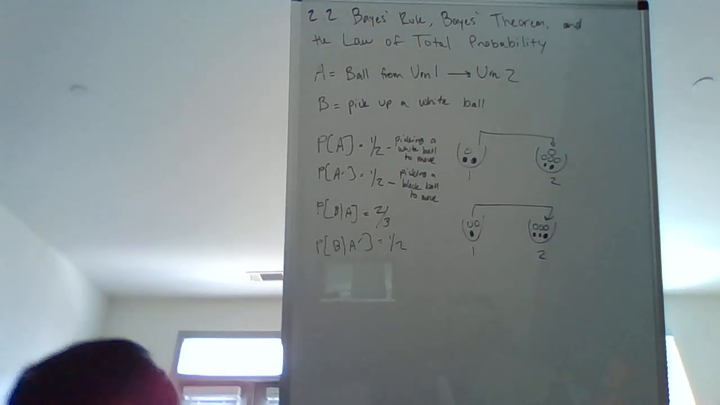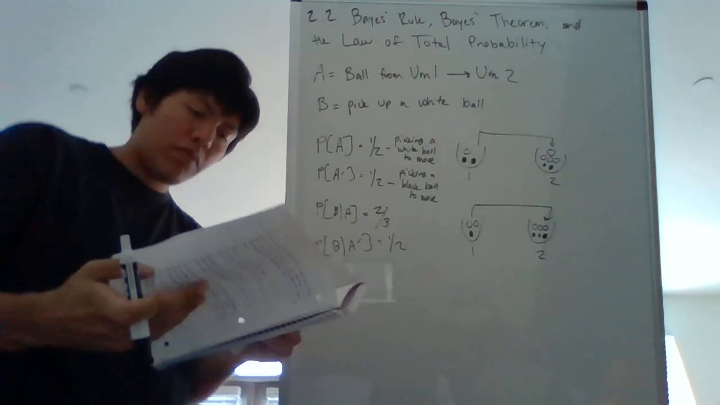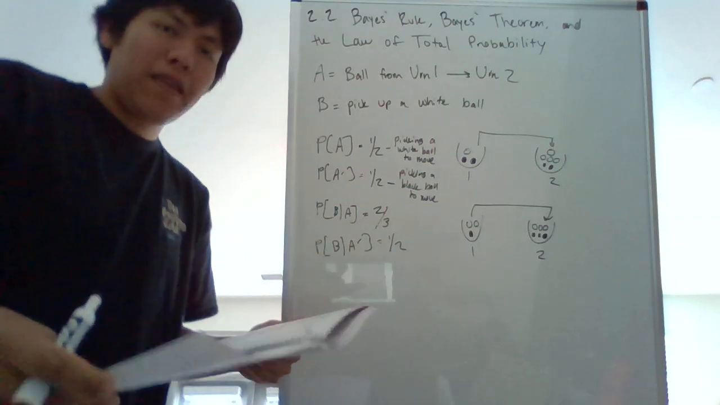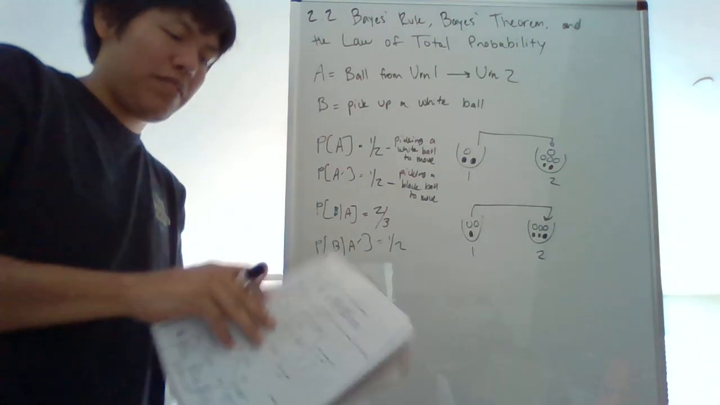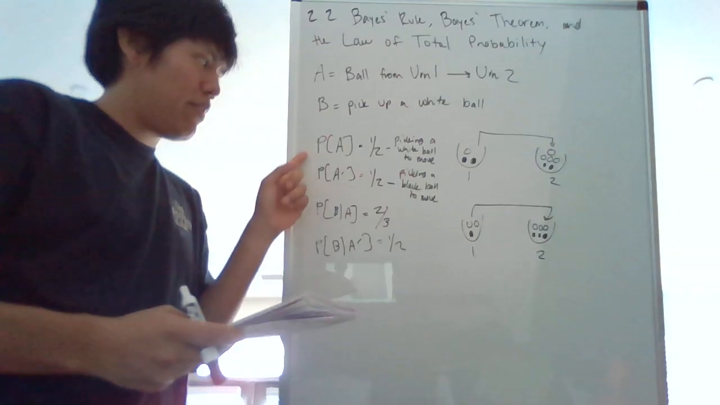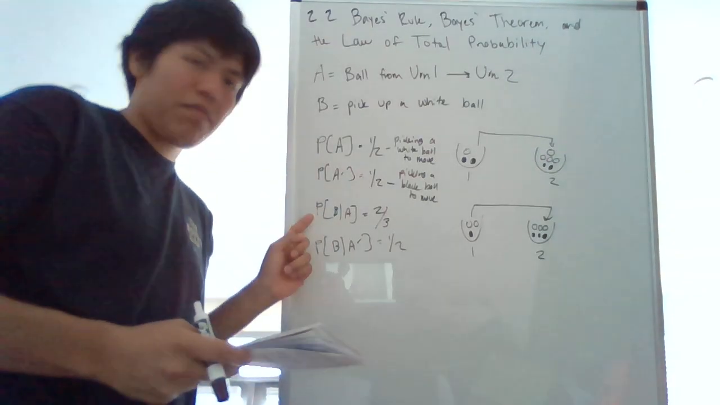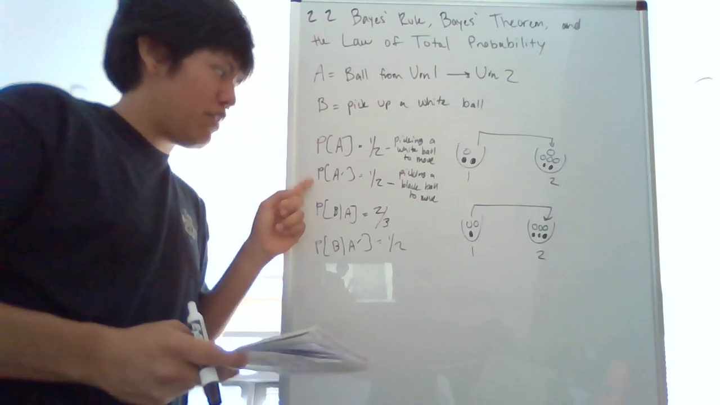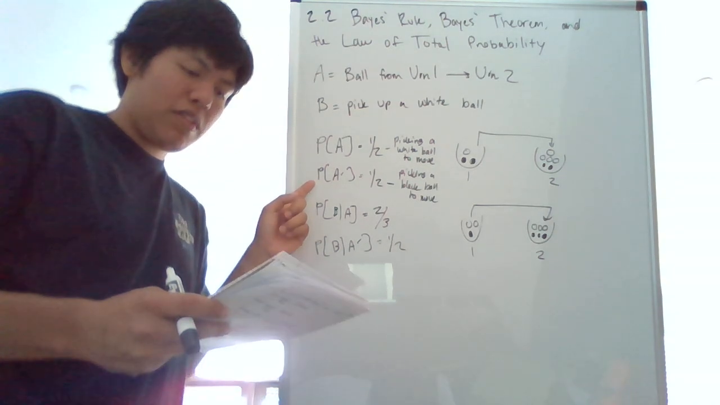So now we pretty much have everything that we need, right? If we go back to the process, we have the probability of A, and the probability of B given A. We also have the probability of A complement.